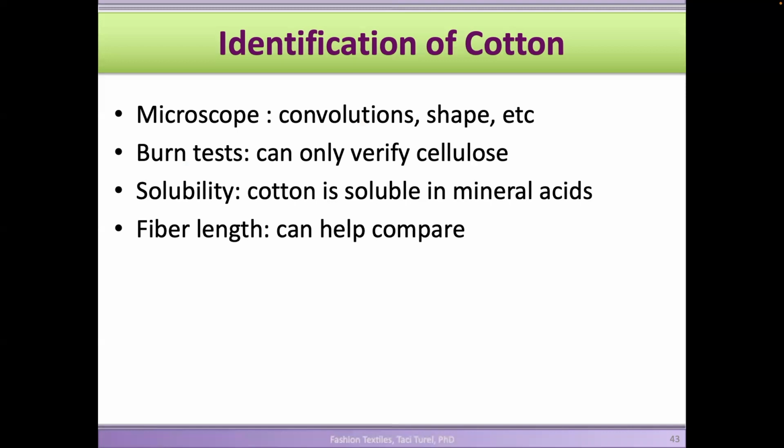Cotton is soluble in mineral acids. So if you put acid on cotton, it will eventually dissolve. So that's another way you can identify cotton. And also you can compare fiber lengths, because it's a staple cotton. They don't go very long. So if you see like a 5-inch fiber, it's probably not cotton.